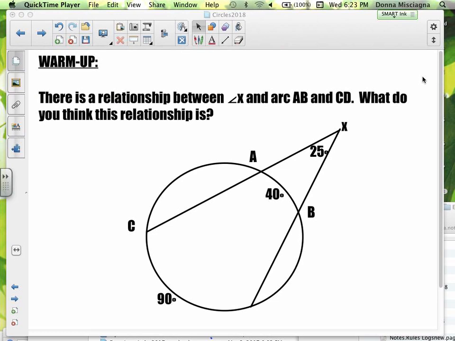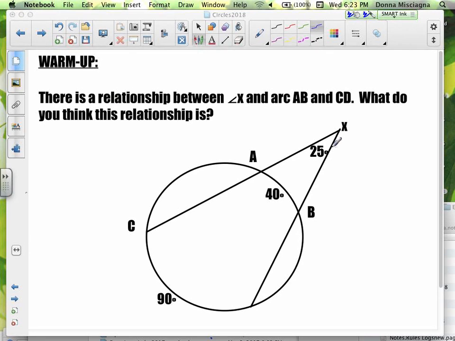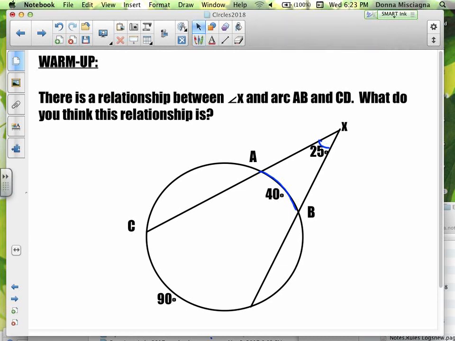All right, so now look where our angle is. It's outside the circle. There's a relationship between angle X, which is over here, arc AB, which is right here. There we go, there's angle X. And D disappeared somewhere. Arc CD, which is right here. See if you can figure out what that relationship is.